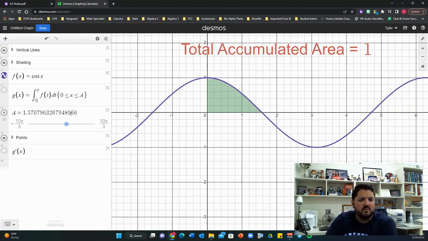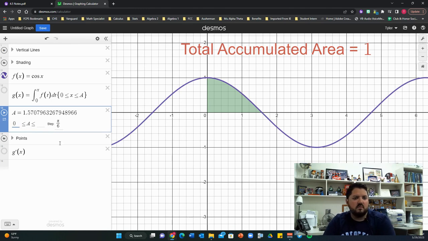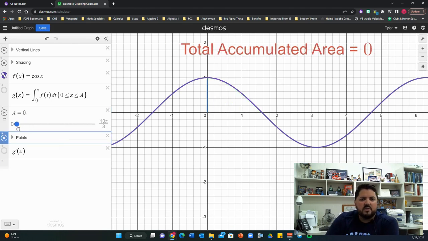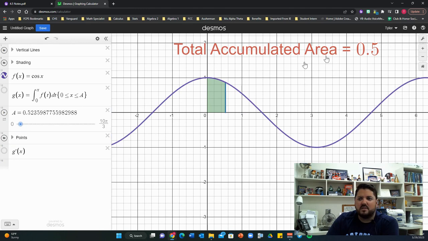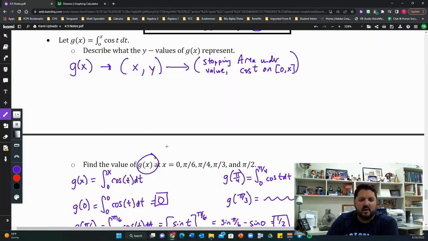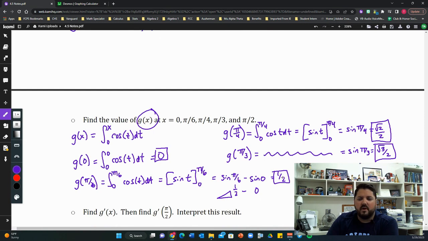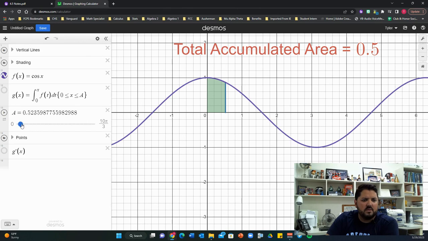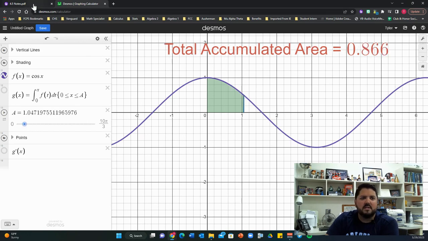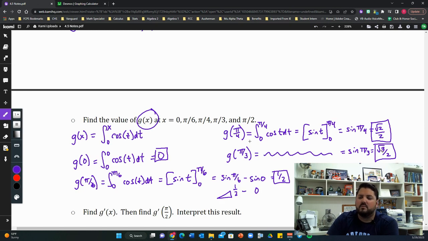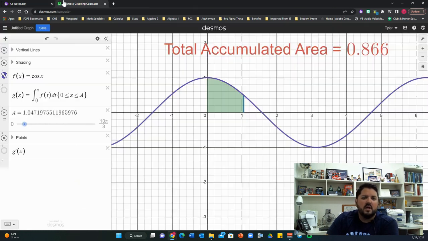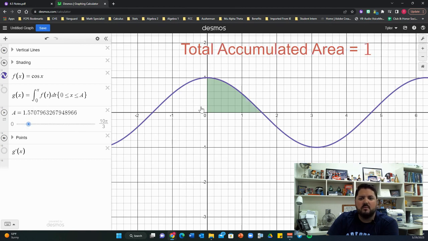Why don't we go back to those? Start at 0 this time, okay? So at 0, at pi over 6, that was actually the value that we found here. From 0 to pi over 6, we got 1/2. Now, it's not going to let me do pi over 4 because of the increments here, but when I go to pi over 3, 0.866, that is actually the value of square root of 3 divided by 2. And then when I get to pi over 2, we have a total area of 1. So that region right there under that graph is 1.